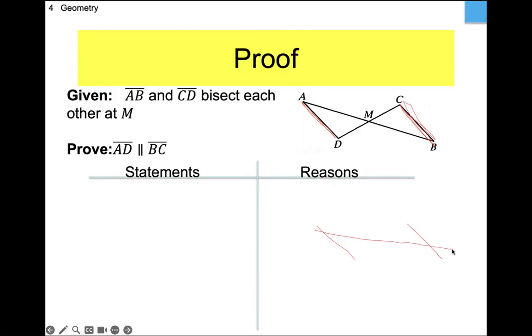The only difference is we don't know they're parallel yet. So the basic idea is if somehow we could show that this piece right here and this piece right here are congruent, those would be alternate interior angles, right? Then therefore the two sides are parallel.